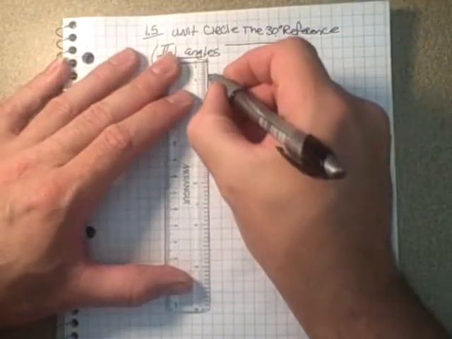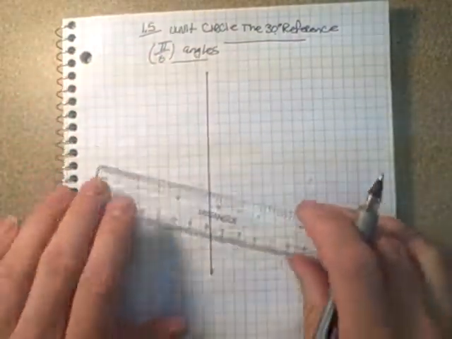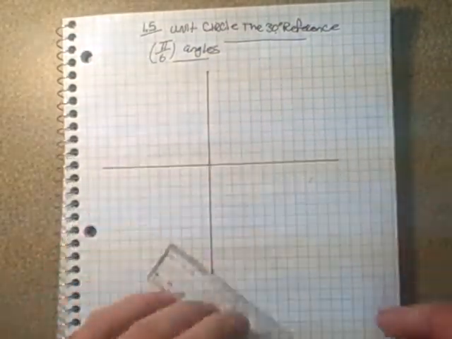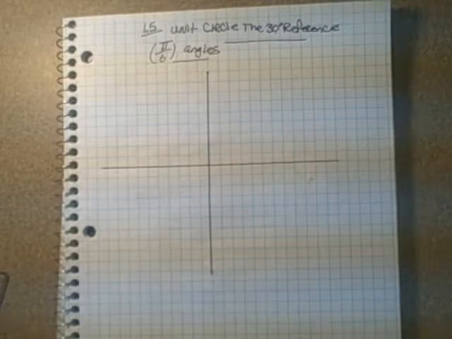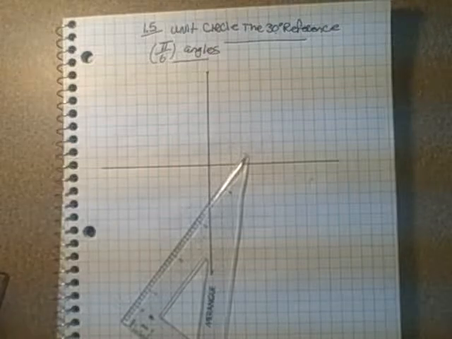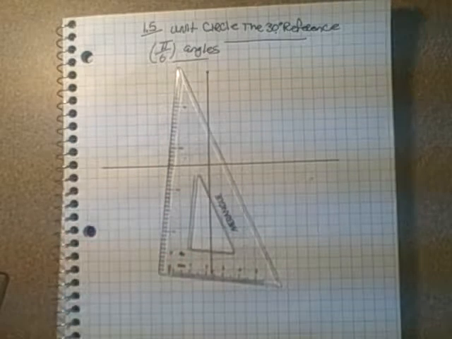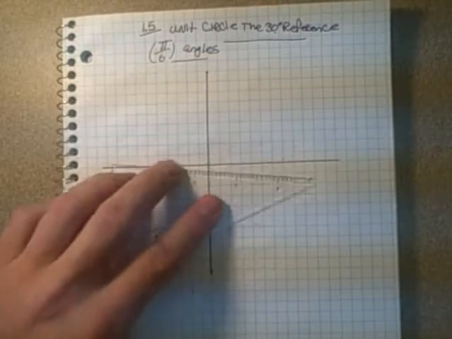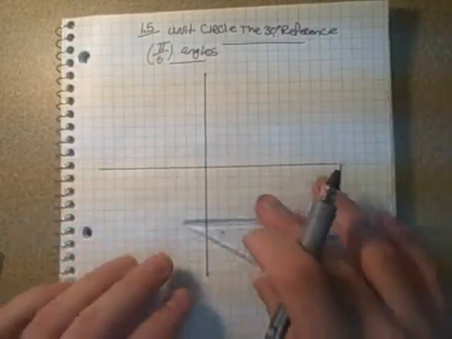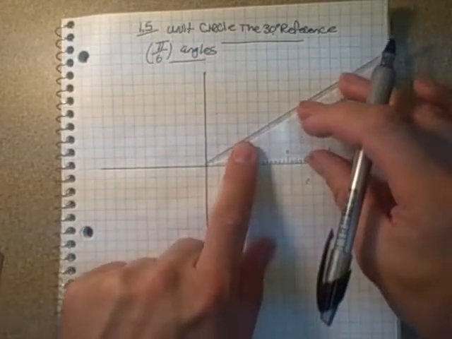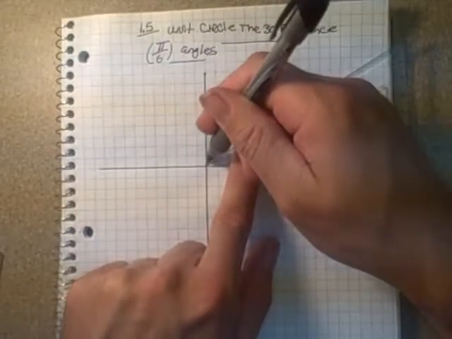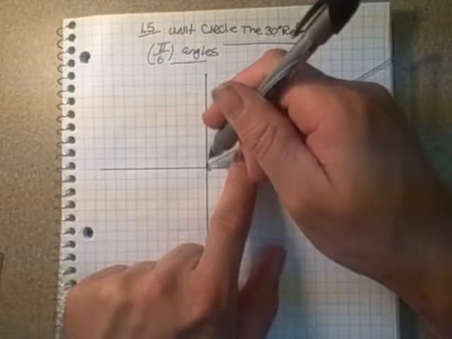So what you start with is drawing your Cartesian plane. And I find it helpful to use an actual triangle that has 30 degrees on it. This is a 30, 60, 90 degree triangle. So what I'm going to do in the first quadrant is put this right along the axis, and this will give me a 30 degree reference angle in the first quadrant.